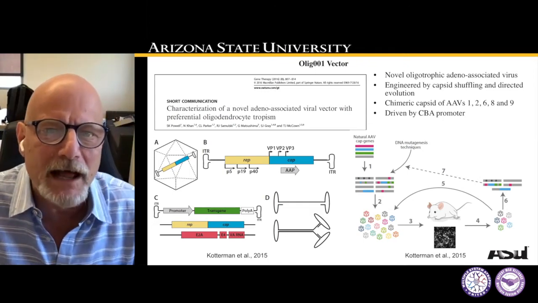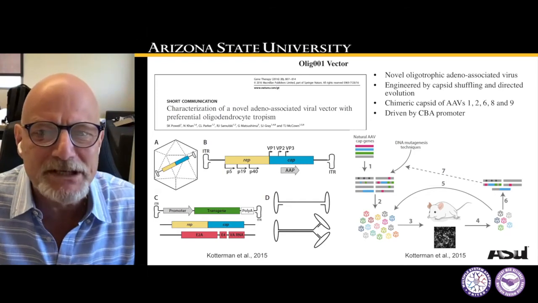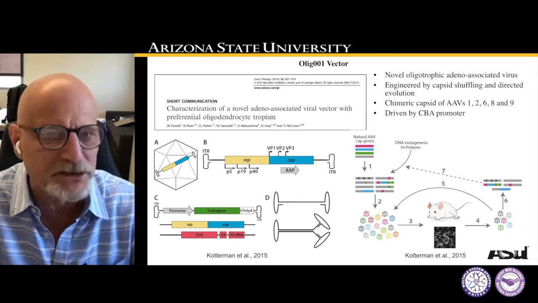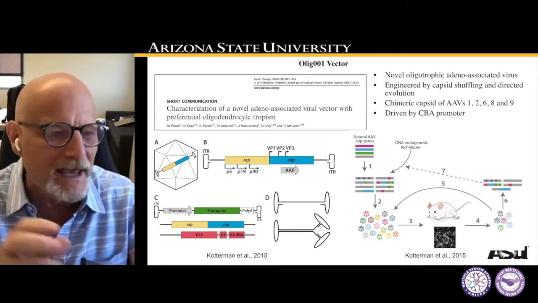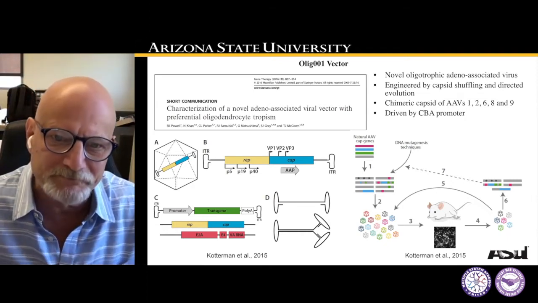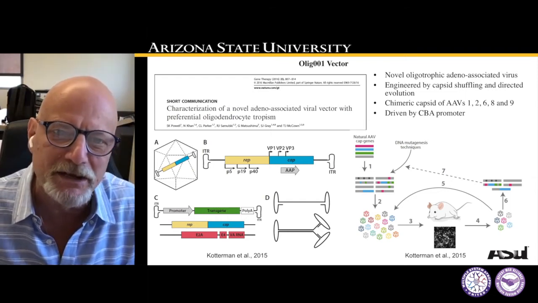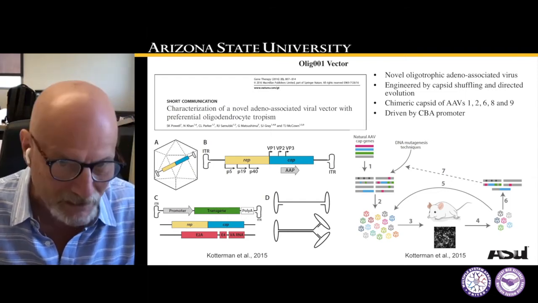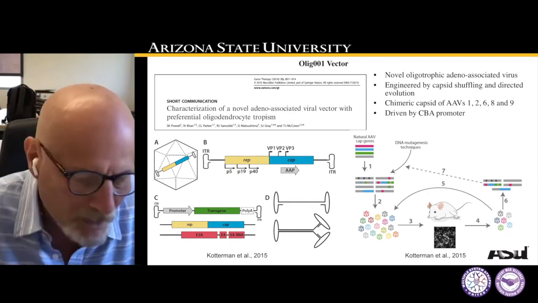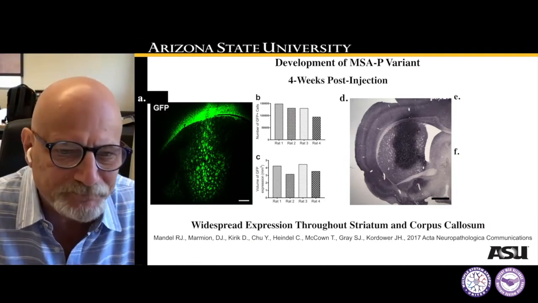It's a novel oligotropic adeno-associated virus. It was engineered by capsid shuffling and directed evolution. So basically just throwing all these capsids together and testing them to see whether it gets what you want. So it's a chimera capsid of AAVs 1, 2, 6, 8, and 9, and it's driven by the chicken beta actin promoter. So when we first put this in rodents, we were amazed at what we saw.